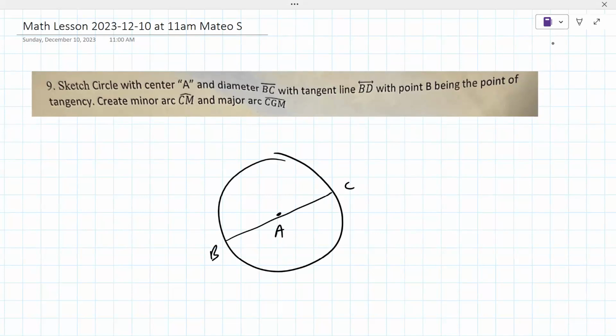Tangent line BD, with point B being the point of tangency. So something like that. There's BD. Minor arc CM and major arc CGM. Would CGM be the arc on the other side? Yeah, G's got to be somewhere away. There's actually a lot of ways to draw this. It's not the best that they've done it this way where you have to figure it out, but this will do for us today. Is that okay?